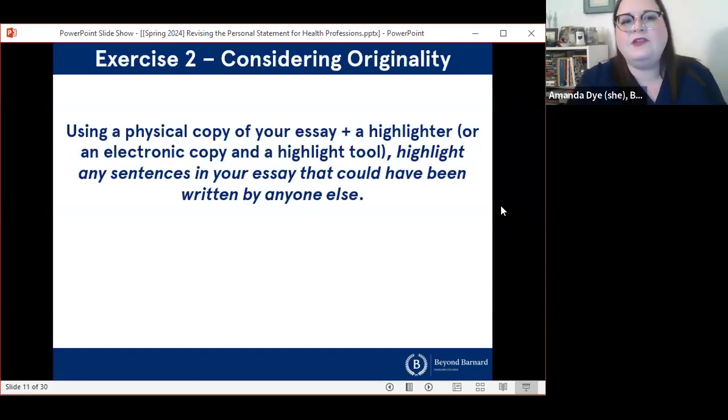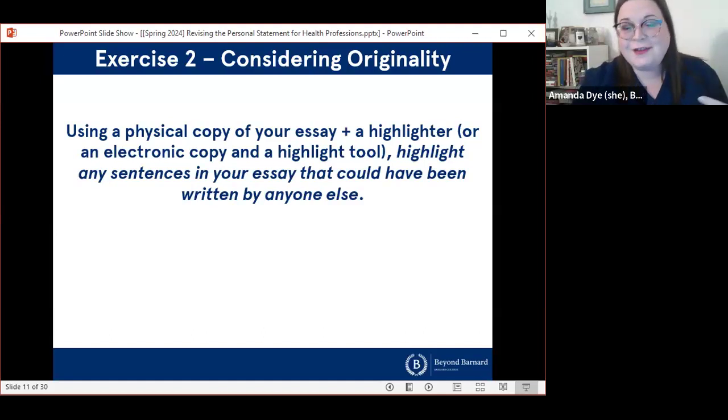So the next exercise is one that I like to talk about in terms of considering the level of originality in your personal statement. And this is a really simple exercise. You can either print out a physical copy of your essay and use a highlighter, or use an electronic copy and a highlight tool, and highlight any sentences in your essay that could have been written by anyone else.